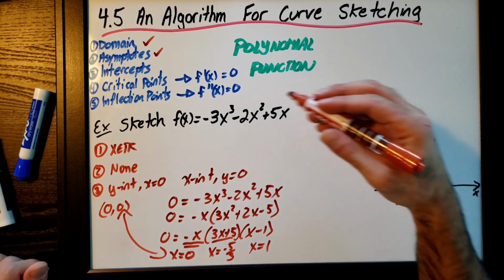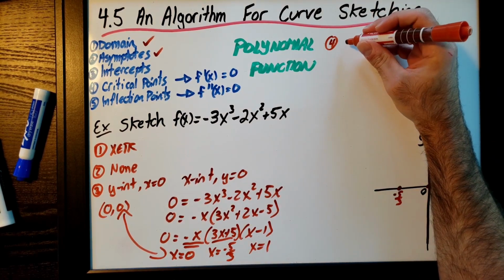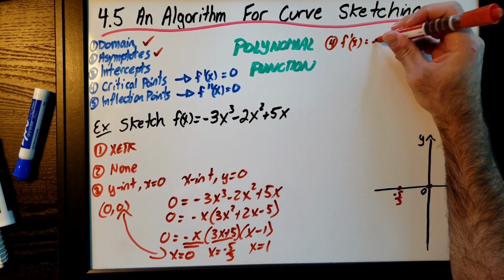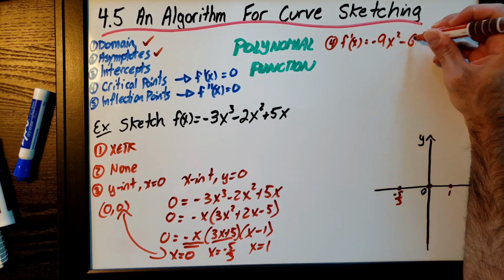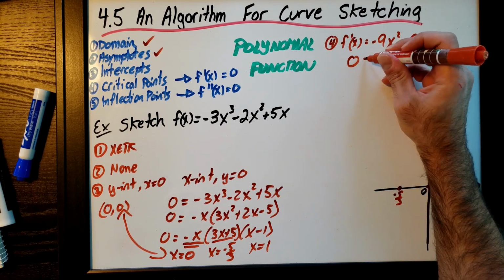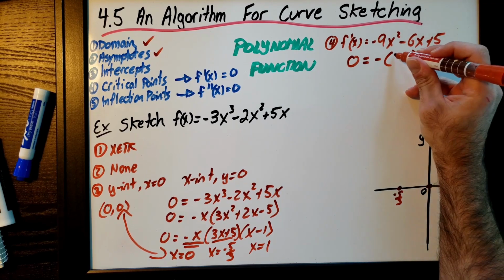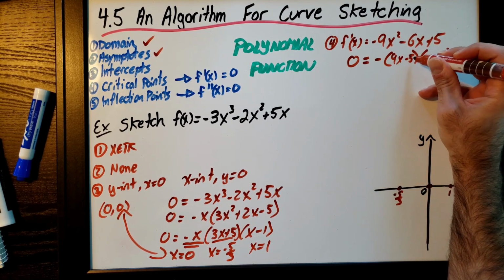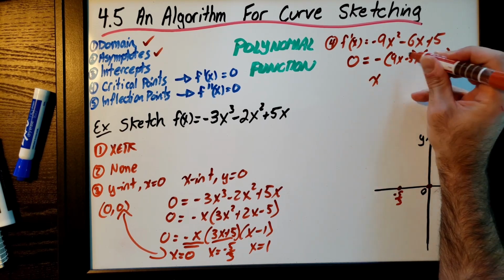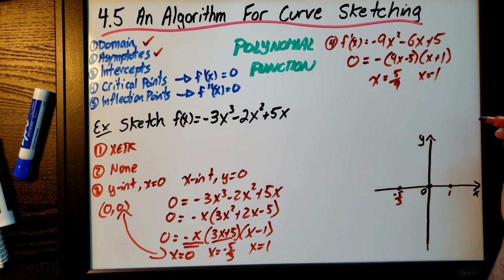Okay, next. My critical points. So number 4. I need to find out when my derivative is 0. So I'm going to find my first derivative of this function. That's going to be negative 9x squared minus 6x plus 5. Okay, and I have to factor this because I want to figure out when this equals 0. So I'm going to factor out a negative, and with simple trinomial factoring, 9x minus 5 and x plus 1. Okay, so my answers are the opposite of this over this, 5 over 9, and x equals negative 1.